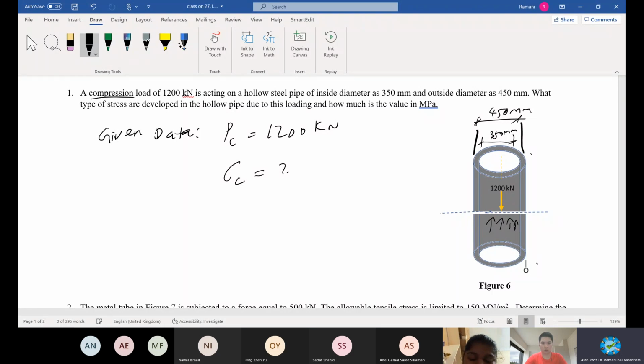In other words, the load is acting inward, towards the body, towards the area of the surface on which it is acting. It is not away from the surface, away from the body. If it is away from the body, you will take it as tensile.